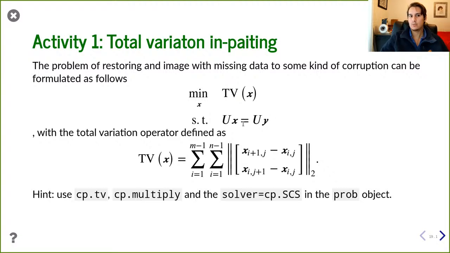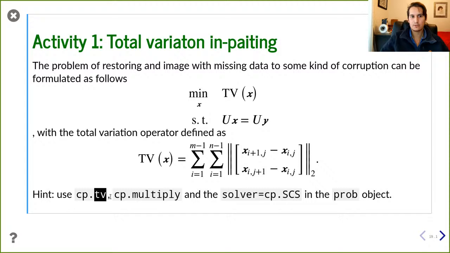Basically what this says is that you need to preserve the data in the parts that are not corrupted. To do that, you'll need to implement a function in CVXPY. The total variation function is already defined, so you don't need to do that, but this is the definition. I also gave you some other hints to solve the problem, but this is a very quick problem.